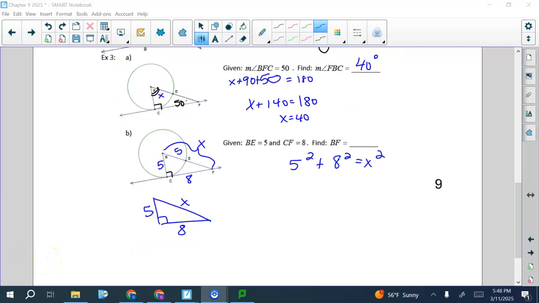All right, for example A, you end up having the angles in a triangle. So we just need to subtract from 180. We've used 50 and 90. That means there's 40 degrees left for that angle FBC.